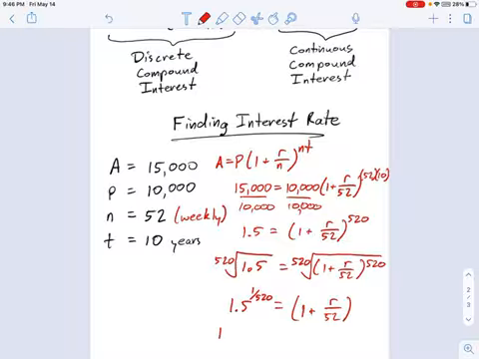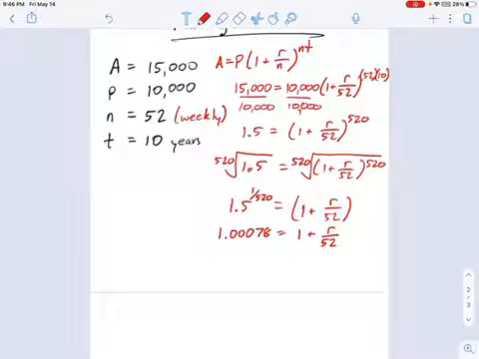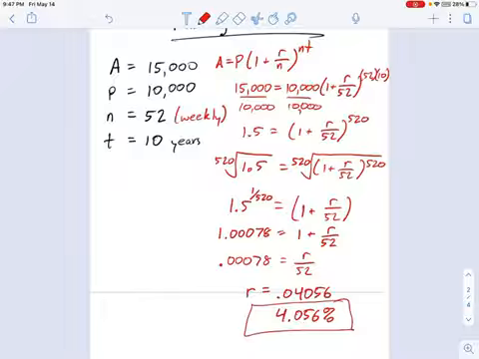And that equals 1.00078. Okay, and that's equal to 1 plus R over 52. And at this point, the calculation should be straightforward. I'm going to subtract 1 from each side, and I get 0.00078 equals R over 52. And then I multiply that by 52, and I get R equals 0.04056, which is about 4.056%. Okay, that's your interest rate, which is not great.